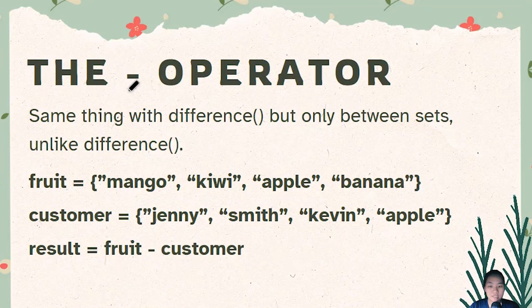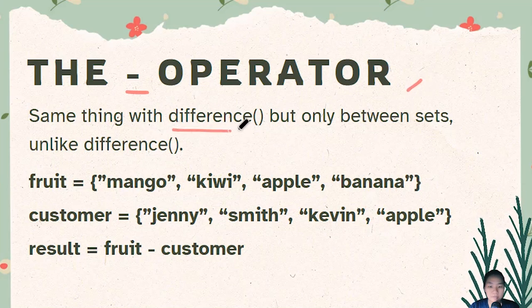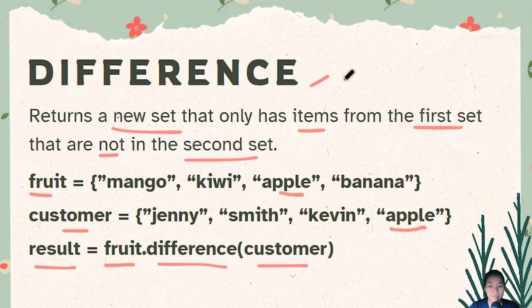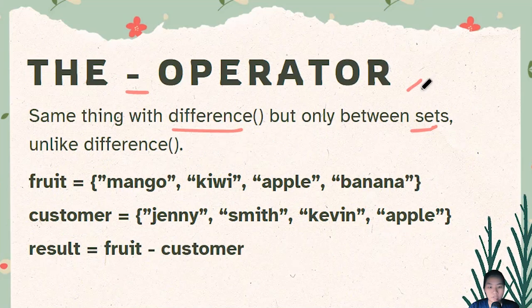Next up is the hyphen operator. It's the same thing as difference, but it only works between sets. Unlike the difference method, which you can work with sets and lists and tuples and dictionaries, this operator is very picky, okay?